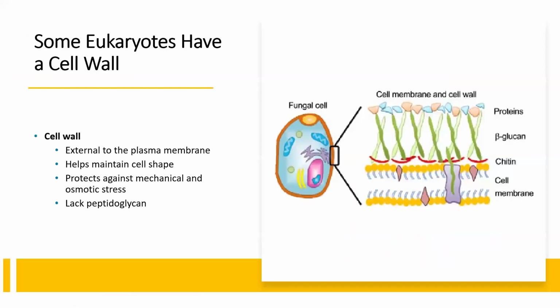Some eukaryotes have cell walls, but not all of them do. These are external to the plasma membrane, so they're more akin to a gram-positive cell than they are to a gram-negative, in that there is a single membrane, and on the outside of that membrane is your cell wall. And like prokaryotes, the eukaryotic cell wall is going to help maintain cell shape, protect against mechanical and osmotic stress, and shear forces. However, unlike prokaryotes, they do not have peptidoglycan.